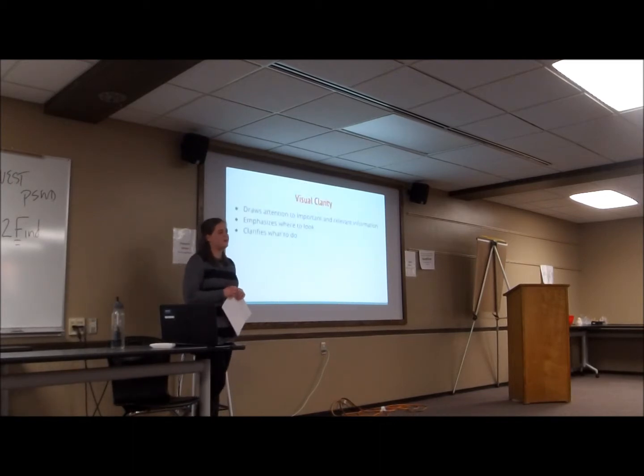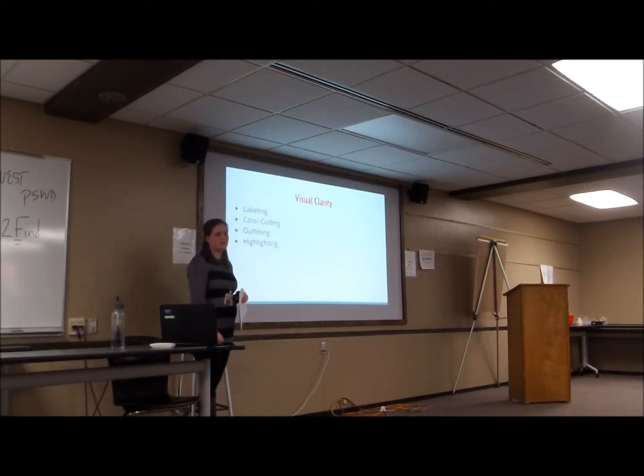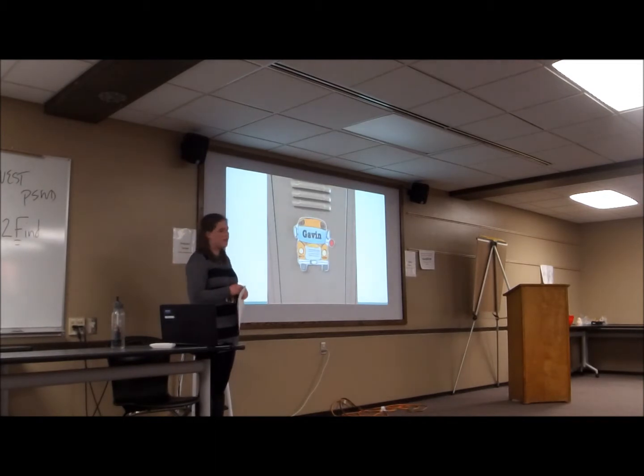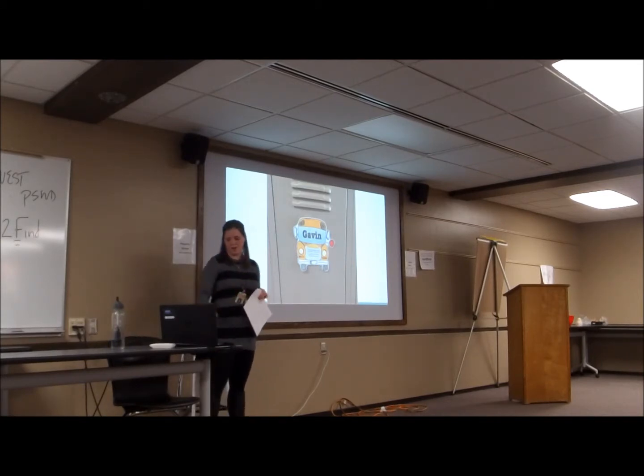And then the last part of the visual structure is visual clarity. And visual clarity just draws attention of the student to important and relevant information that they need to know. It emphasizes where to look and then clarifies what to do. The different parts of visual clarity you can use are labeling, color coding, outlining, and highlighting. So this is something that we probably see throughout the school, a lot of labeling. We see labeling on students' desks, on lockers, on cubbies.